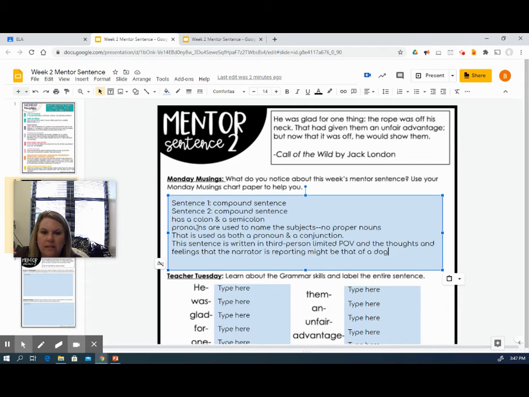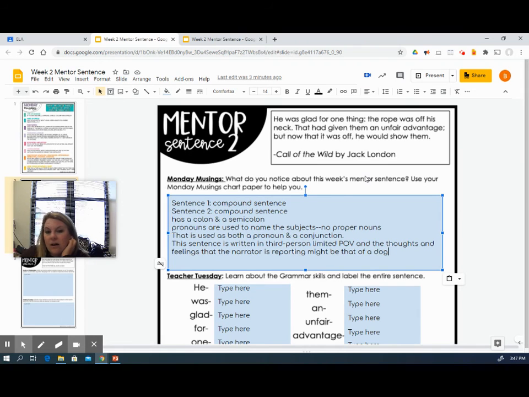We also see that right here being used as both a pronoun and a conjunction. So in this sense, it's used as a pronoun, and here it's used as a conjunction. A conjunction connects words, if you'll remember, or phrases or clauses. And so this is connecting "now" and "it was," or "it was off." So same word, but being used in two different ways in this sentence. So we talked about that.